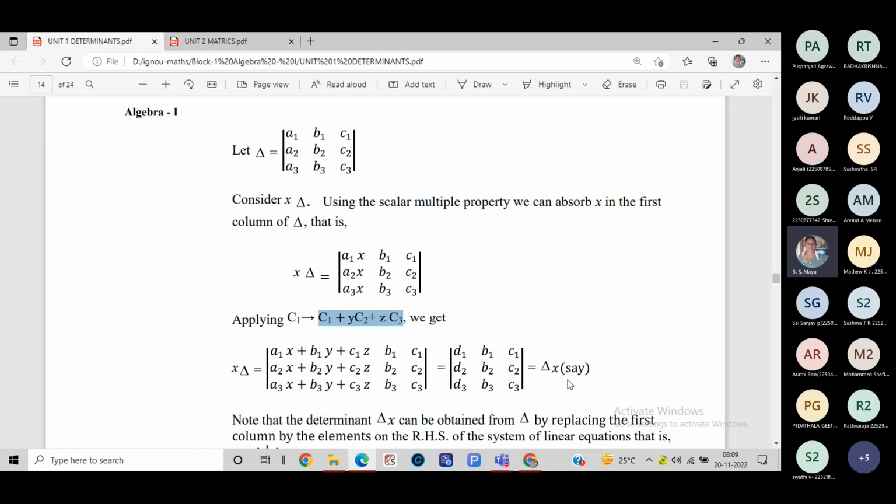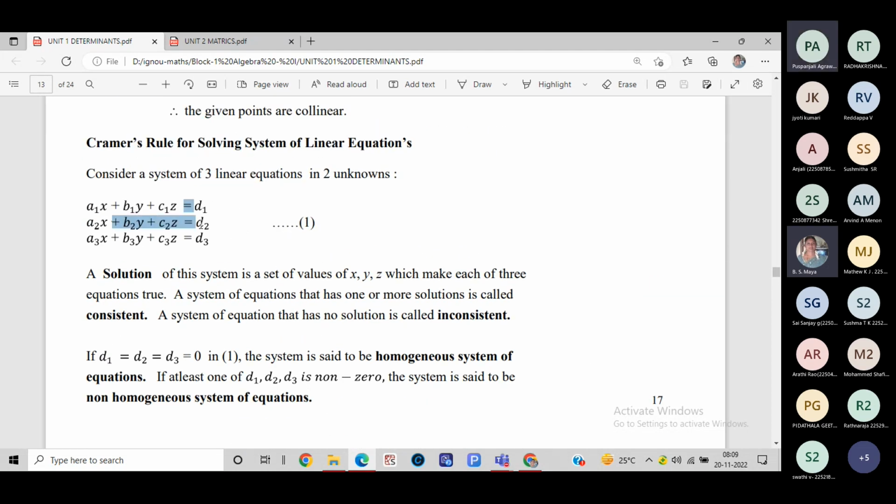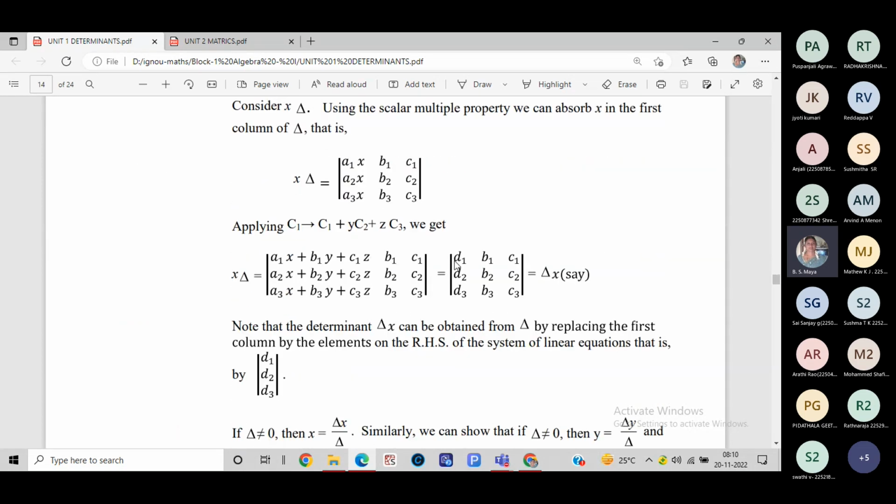Delta x. Wherever I want to find delta x, what is the meaning of it internally? Delta x can be written with D1, D2, D3, which is the right-hand side. Whenever I want to find delta x, you should remember in which column to replace the RHS. Whenever I find delta x, the RHS values D1, D2, D3 should always be in the first column. The first column contains D1, D2, D3, and the remaining columns stay as they are: B1, B2, B3, C1, C2, C3.